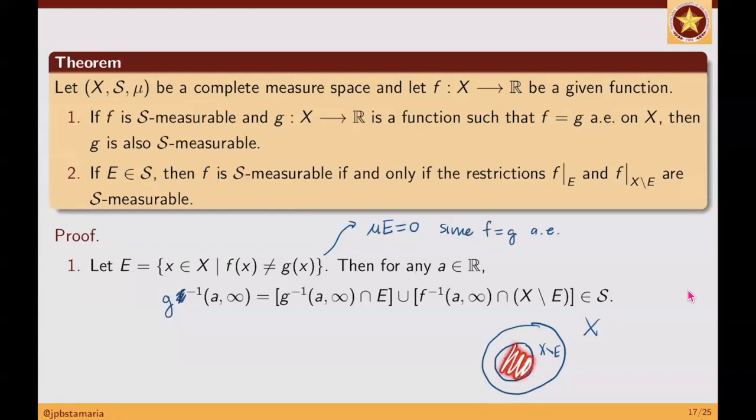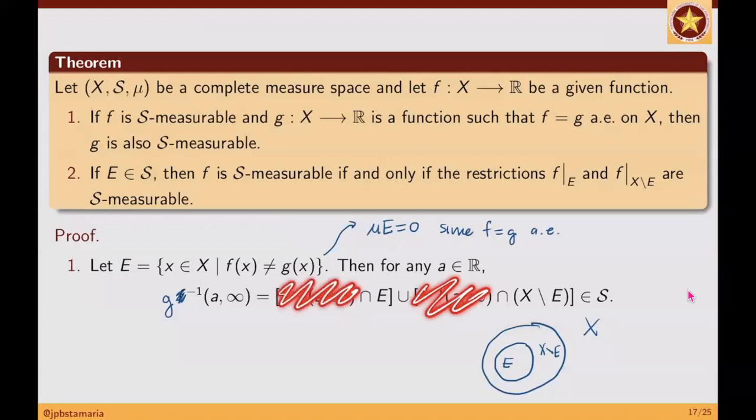Kapag si x ay nasa E, ano ngayon? Ibig sabihin, magkaiba si F at si G. Pag si little x ay nandito sa complement ng E, ibig sabihin, what does that mean? Equal lang si F at G. Do you understand? Now look at this. How do you interpret this one? Kasi ganito yan. Takpan nyo muna to.